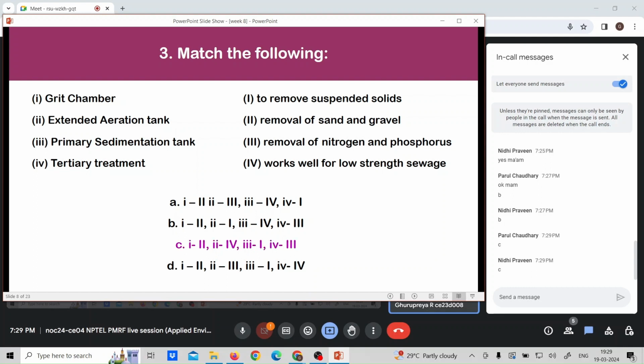Okay, so grid chamber is used for removal of sand and gravel. Extended aeration tank works well for low strength sewage. So, what is an extended aeration tank?